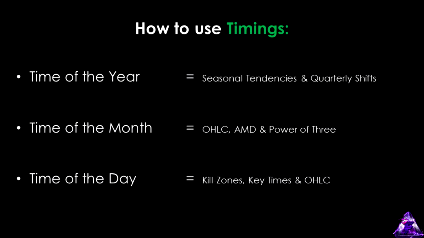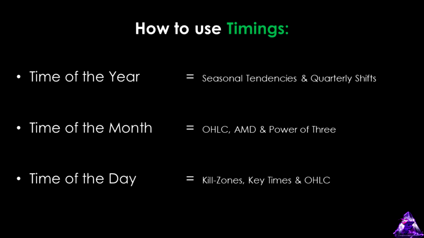Now let's talk about the most important part of this chapter: how to use each of these concepts and which timeframes they are best suited for. First, we have time of the year. To find favorable times of the year and filter out lower probability conditions, you can use concepts like quarterly shifts and seasonal tendencies. These help you identify high probability key times within the yearly range. These concepts are best applied on higher timeframes, such as the monthly, the 3-month, or the weekly timeframes.